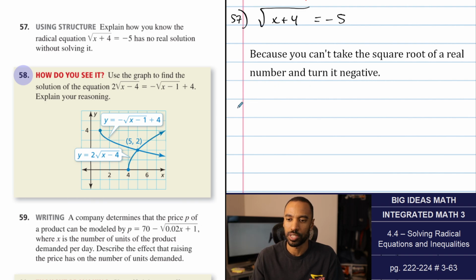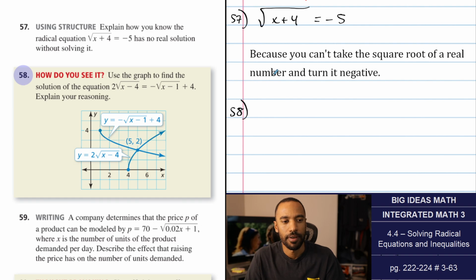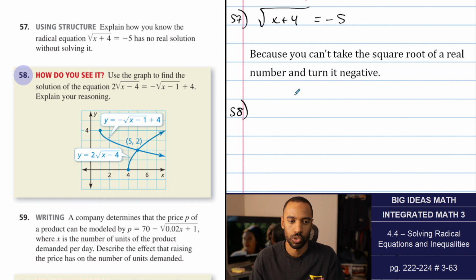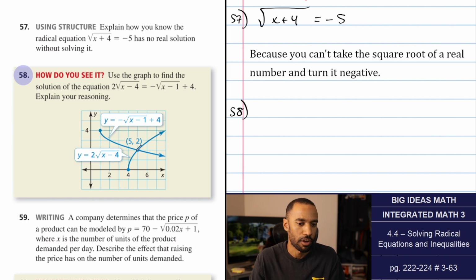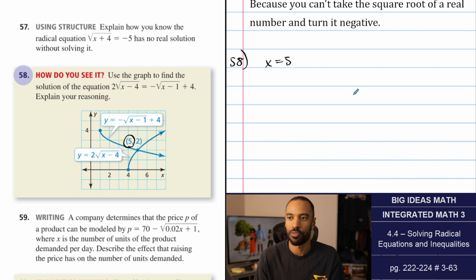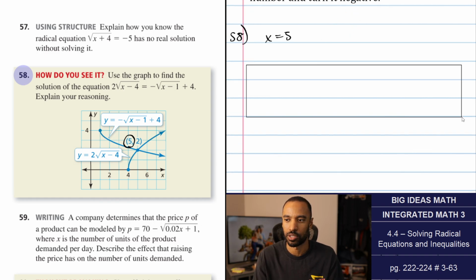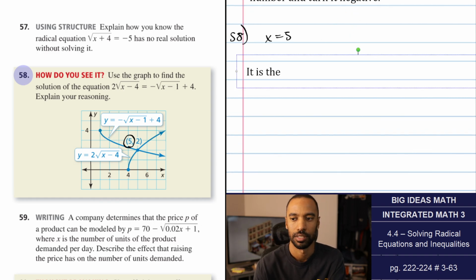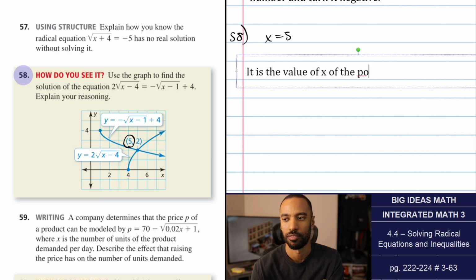Number 58, how do you see it? Use the graph to find the solution of the equation 2 times root x minus 4 equals negative square root of x. Explain your reasoning. The answer you're trying to solve for is for the x. They're intersecting at 5, 2. We're looking for the x value. The solution is x equals 5. It is the value of x of the point of intersection. That is my reasoning.